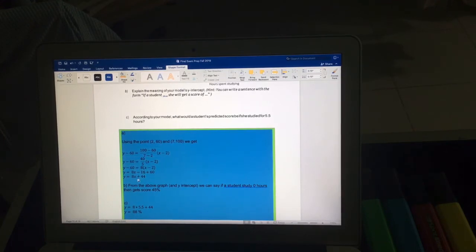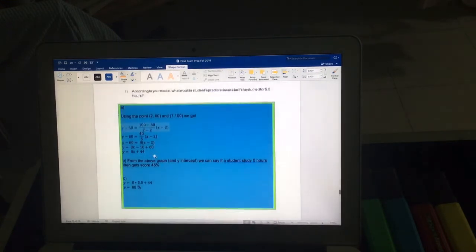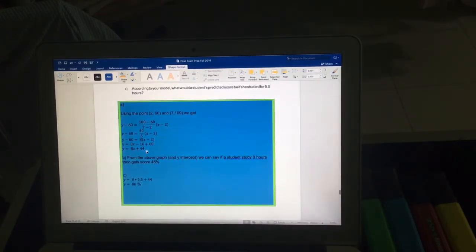Then the answer comes like this. If you have 2 points, then we can find the equation of a straight line by the formula y minus y1 equals m into x minus x1, where m means y2 minus y1 divided by x2 minus x1. So this is how we get the solution, y equals 8x plus 44.